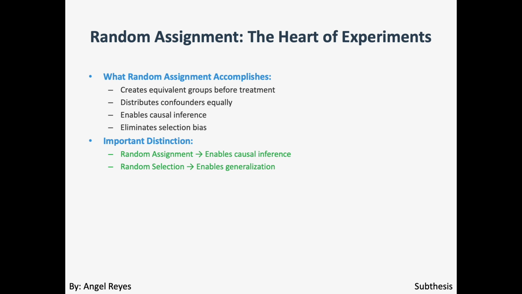Here's the important distinction. Random assignment enables causal inference. It lets you say X causes Y. Random selection enables generalization. It lets you apply your findings to a broader population. You can have one without the other. Think about it this way. If I randomly assign students to eat breakfast or skip breakfast, any differences in their test performance can be attributed to breakfast because the groups were equivalent before the manipulation. Random assignment controls for everything else: motivation, sleep, family support, natural ability, by distributing these factors equally across groups.